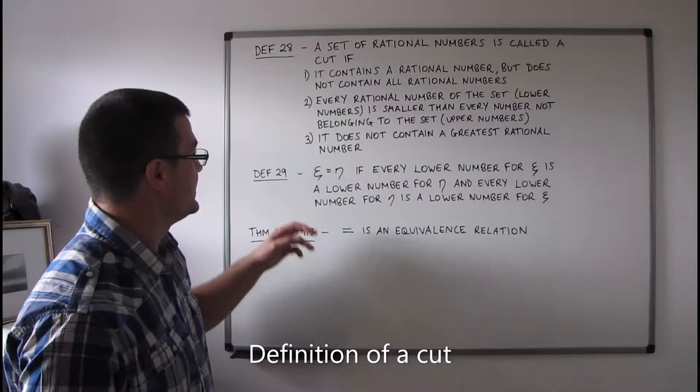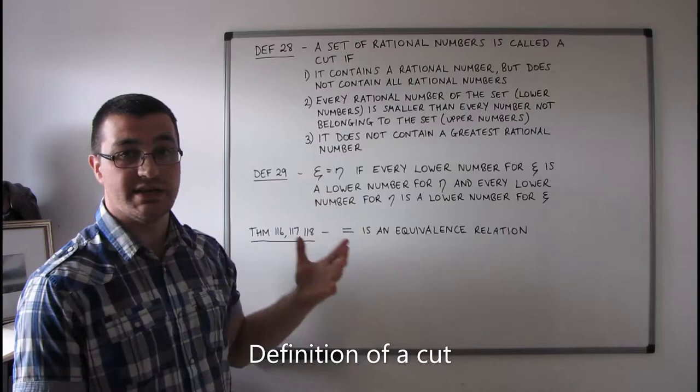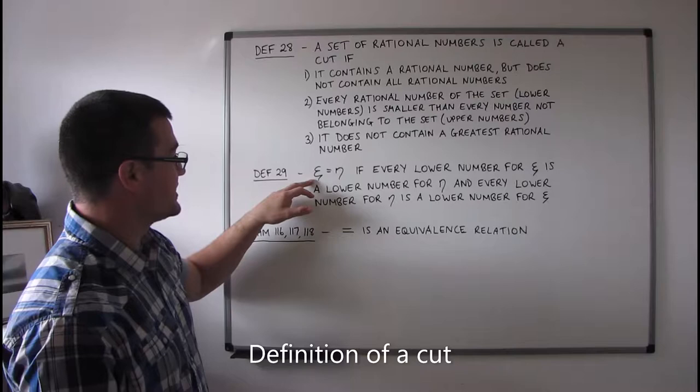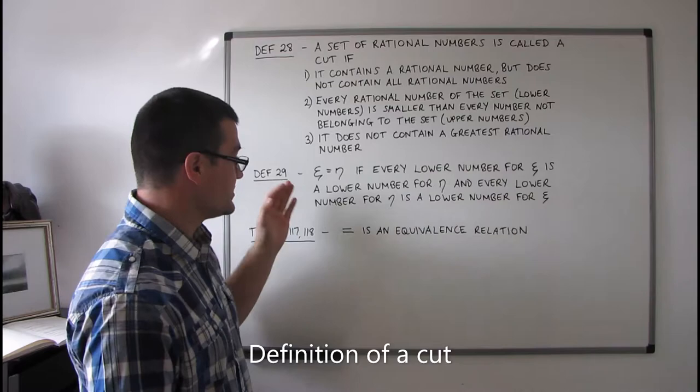Definition 29, the symbols that we use for cuts, by the way, are often lowercase Greek symbols in comparison to rational numbers where we used capital letters, X, Y, things like that. Here we're going to be using psi, eta, whatever else we need to use. So psi is equal to eta if every lower number for psi is a lower number for eta, and every lower number for eta is a lower number for psi.